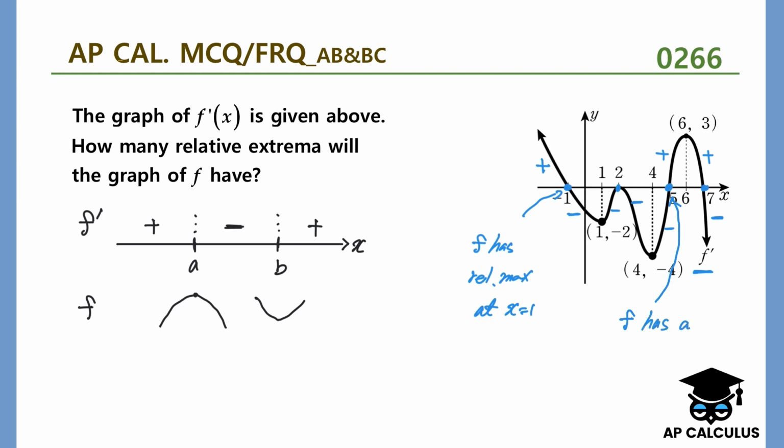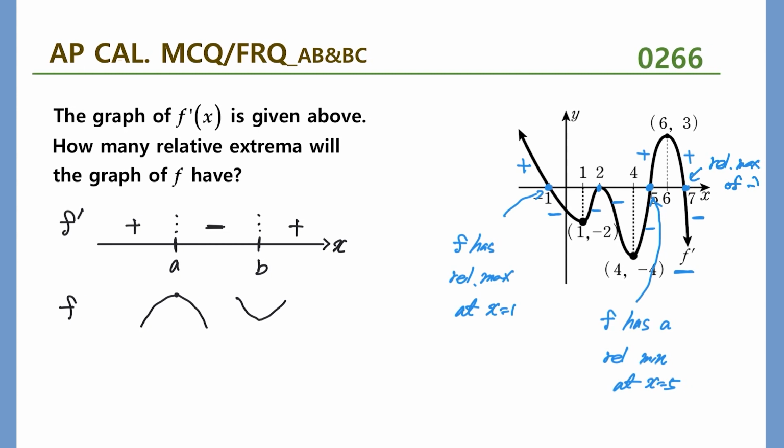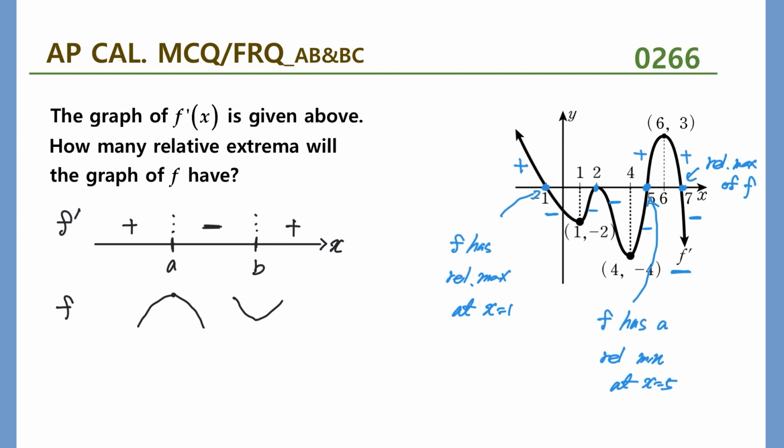F has a relative minimum at x equal 5, right? Here, positive, 0, negative. F prime changes from positive to negative. At this point, we have again a relative maximum of f, right? So how many extrema, how many minimums and maximums? We have 3. 1, 2, 3. So the answer must be 3. Okay?